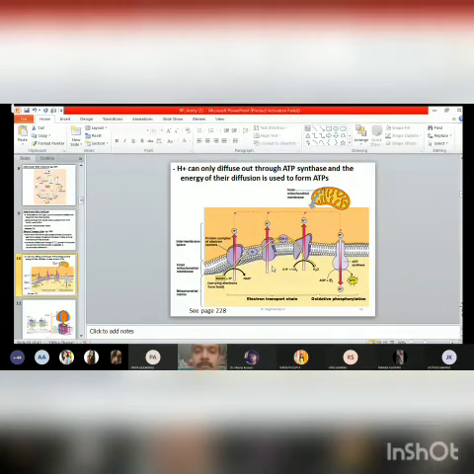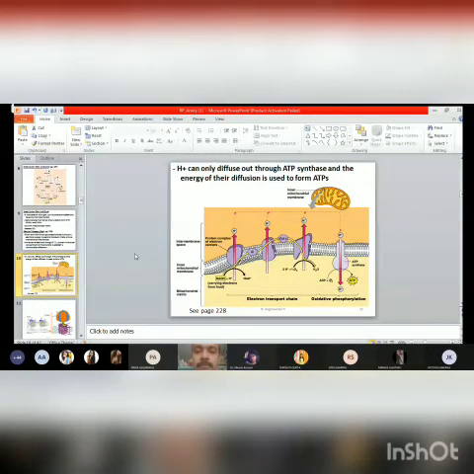So the enzyme complexes 1, 2, 3, and 4 are found in the inner mitochondrial membrane of the cell. As we all know, mitochondria is a bilayered structure. It has two membranes, outer membrane and inner membrane, and there is a space between these two membranes that is called the intermembrane space, and we have the matrix inside the inner mitochondrial membrane.